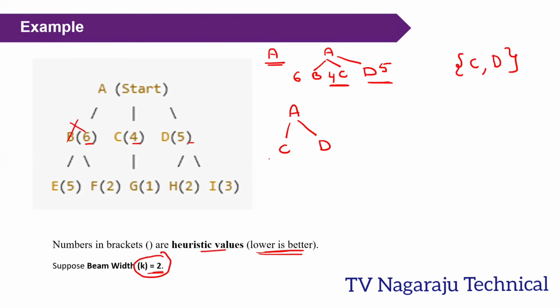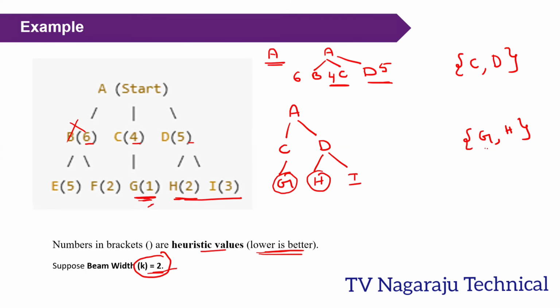Now, in the next step, expand C. If you are expanding C, what are you getting? G with a heuristic value 1. If you are expanding D, you are getting this one. So, here G is there, here H is there, here I is there. Now, 3 nodes. What is the K value? K value is 2. Which 2 nodes are considered? This has value 1, this has value 2. Now, we are keeping the 2, G, H. Assume my tree is completed.